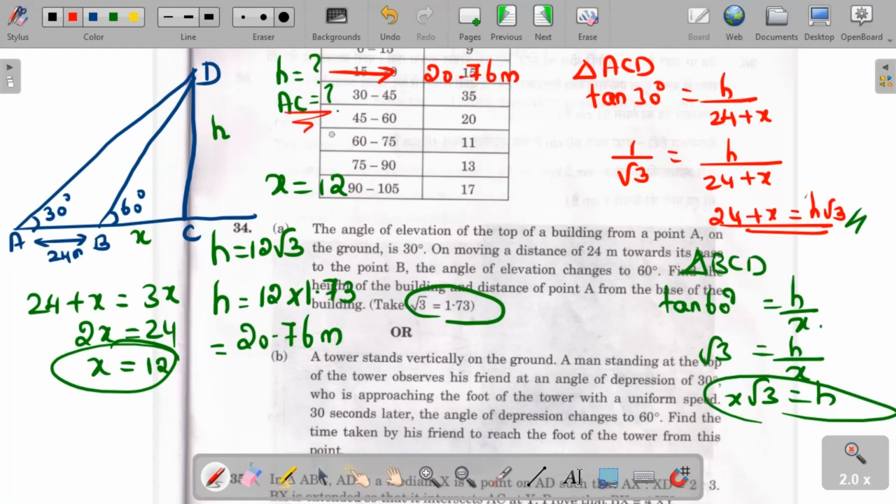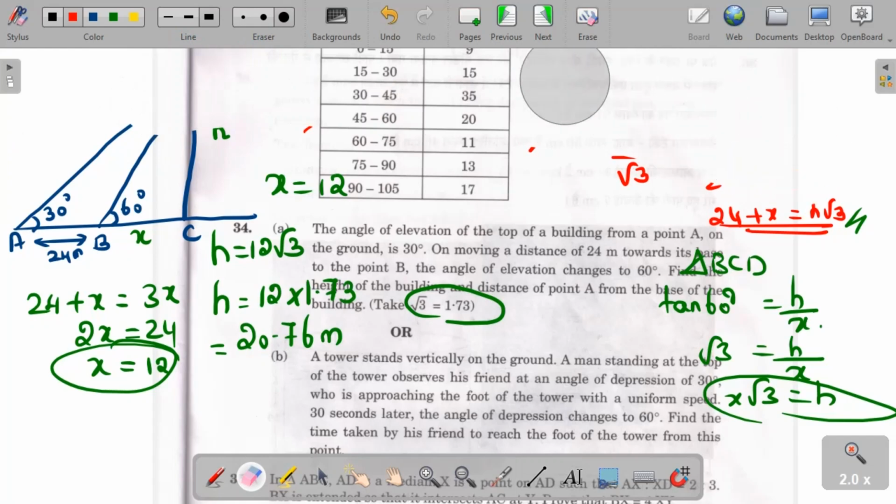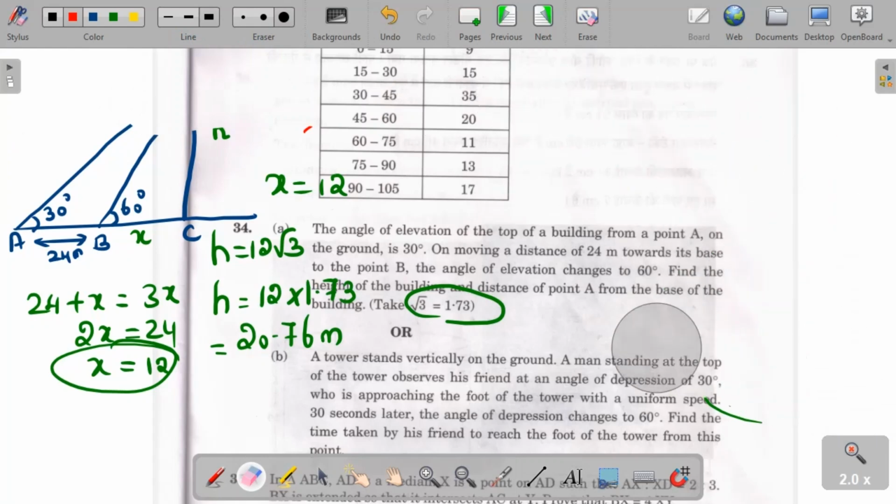They asked what is AC. AC is AB plus x. So it is 24 plus 12, which is equal to 36 meters. Now let's move on to the option B and try to solve. This is another application of trigonometry question.